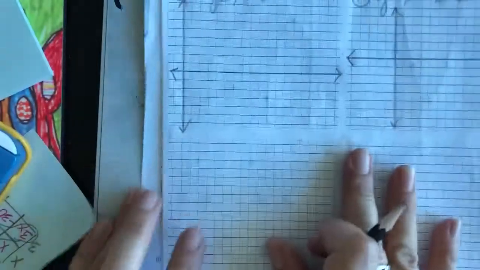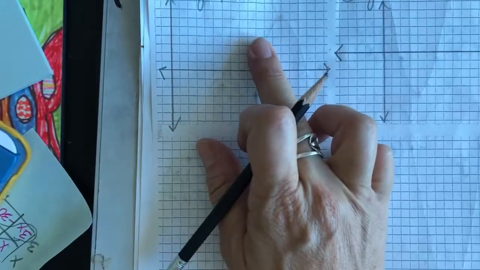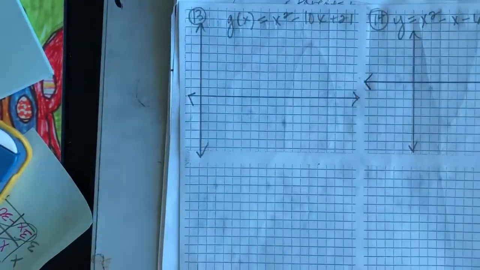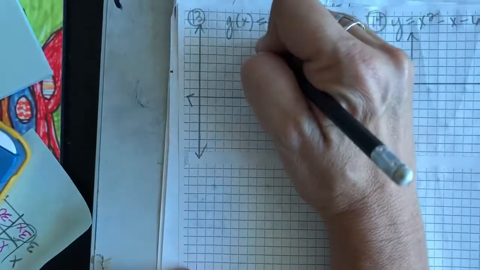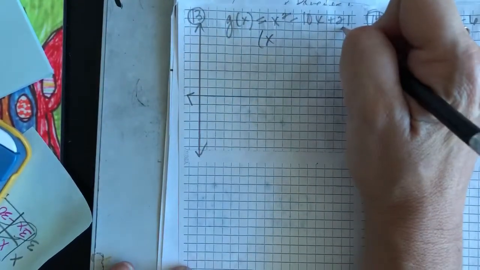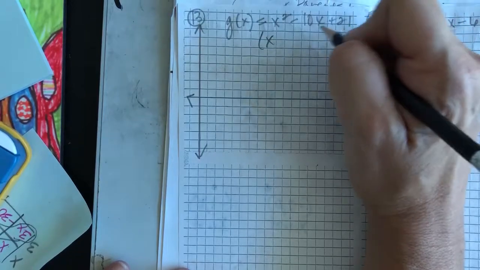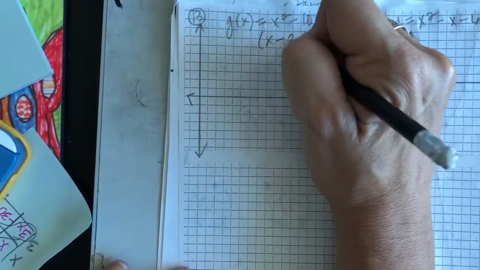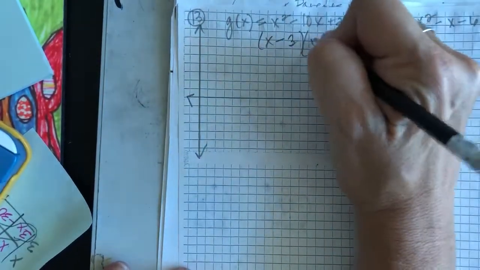13. Where are the places that the graph hit the x-axis in 13? I don't know. Oh, I might be able to know. Let me see if I can factor this real quick. Tell me if I'm right. Two numbers that multiply to 21 and add to negative 10. It should be x minus 3 and x minus 7.